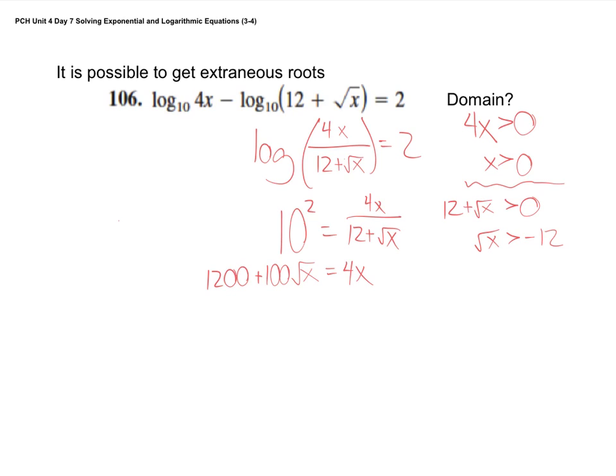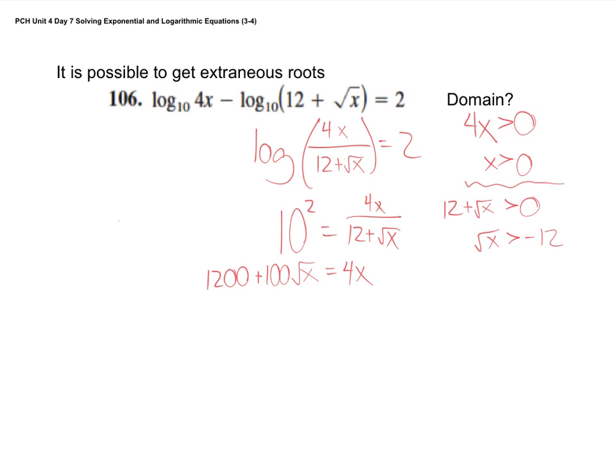But if you were to square it, you'd have to FOIL the left side and you would still have radical x's in there, okay? Why? Well, because you FOIL, all right? If you squared the left side, it would be 1200 plus 100 root x times 1200 plus 100 root x, okay? So you'd have root x's once you FOILed. However, notice what we could do.